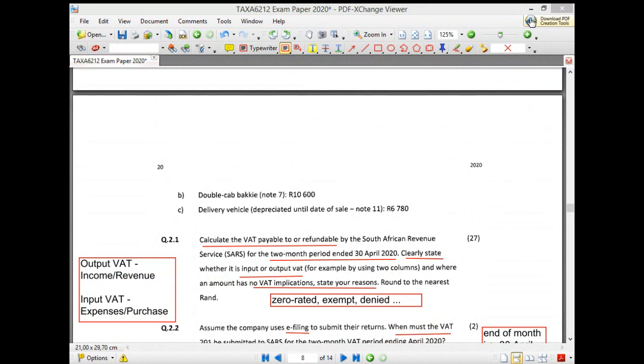Okay, so let's quickly take a 10-minute break and then we'll continue with now doing the physical calculation for this question.